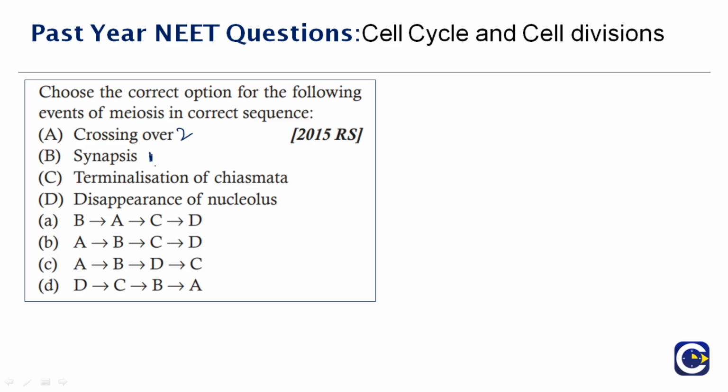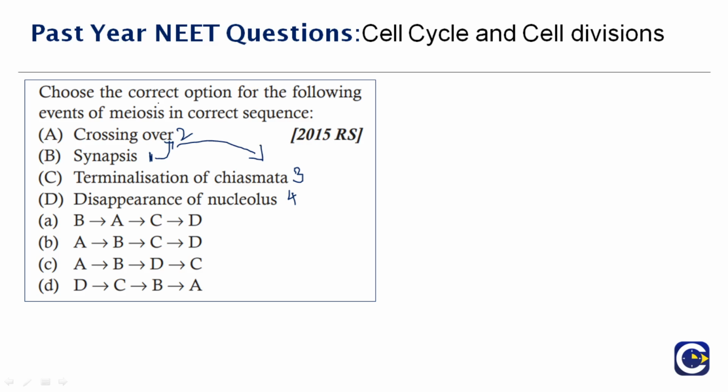Then comes the terminalization of chiasmata. Okay, so this is 3. Next you have the disappearance of nucleolus. So what is the process now? It starts with synapsis, then it moves to crossing over, then it moves to terminalization of chiasmata, and then it ends with disappearance of nucleolus.